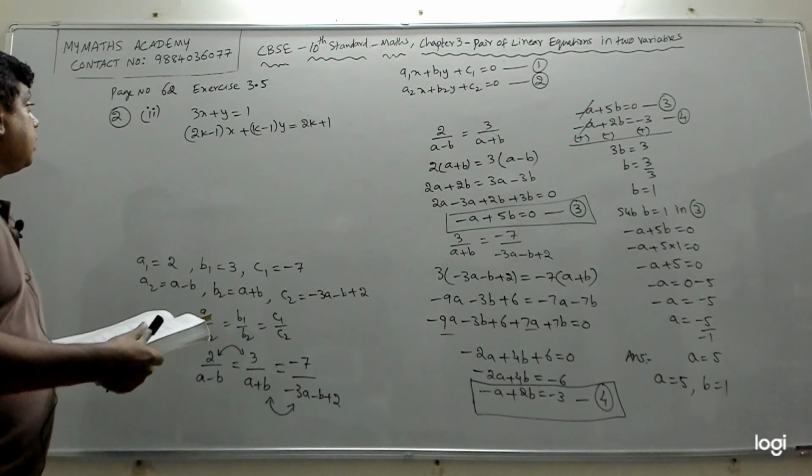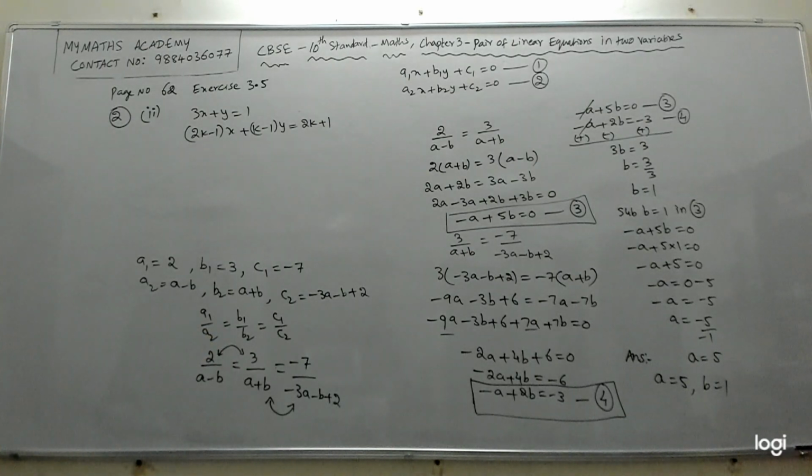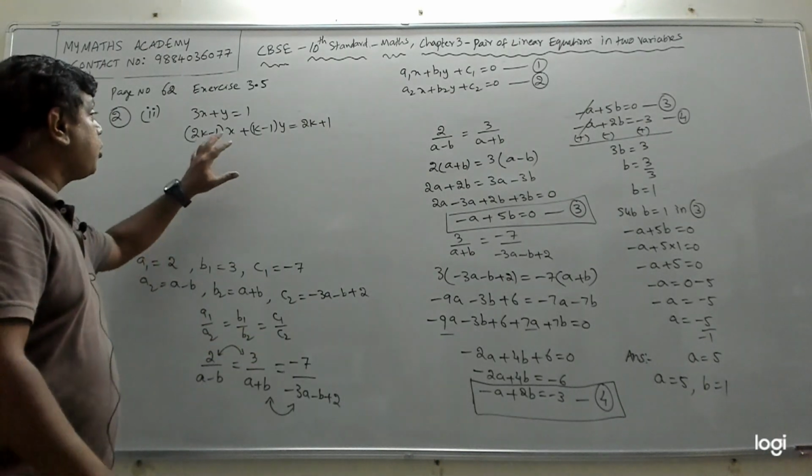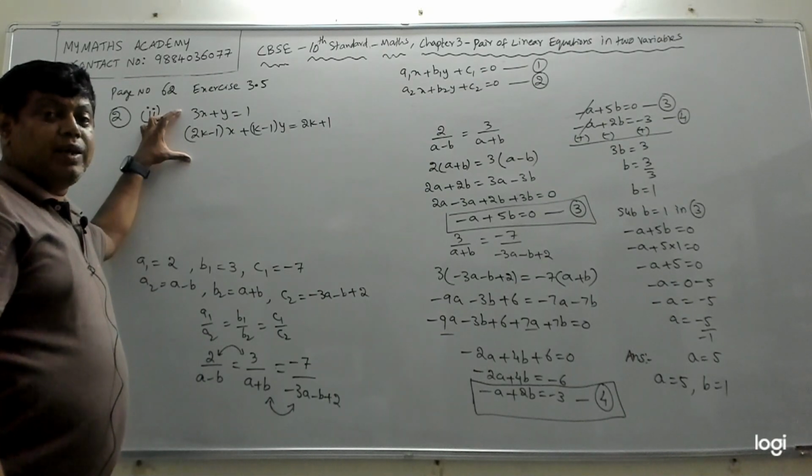Right? Okay, so now what we have is, we need to find the value of k for which this set of equations will have no solution.